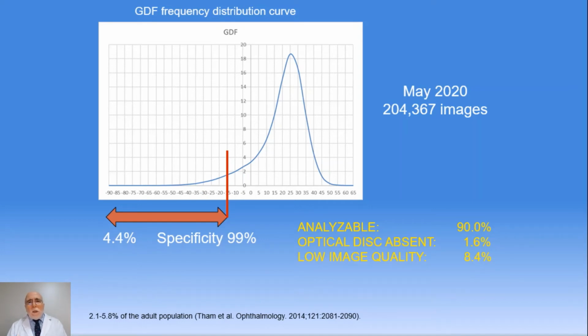Our program provides a global index of perfusion and morphology, which we call GDF, or Globin Distribution Factor. This index adopts positive values in normal cases for specificity levels above 95% and below -15 in cases with a high probability of being glaucomatous. This figure is the 99% specificity. Analyzing the images collected in the screening study, most had positive GDF values and 4.4% were below the 99% specificity.